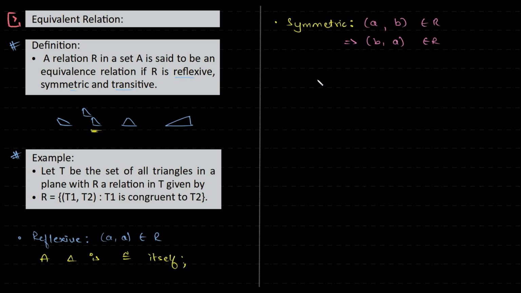In this case, let's see. So we have say triangle 1 is congruent to triangle 2. By default, triangle 2 will be congruent to triangle 1, right? So here we have T1 being related to T2 and T2 being related to T1. So in both these cases, the relationship holds good. So it's symmetric. And at last we have transitive.